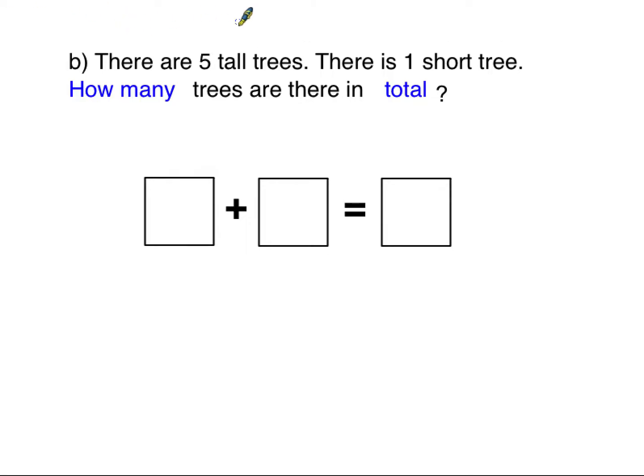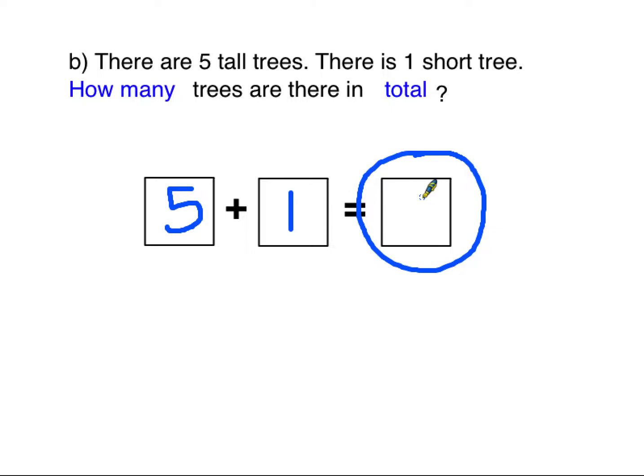There are 5 tall trees. There is 1 short tree. How many trees are there in total? We don't know the total. But we do know that we have 5 tall ones and 1 short one. So now we know that the total is 6.